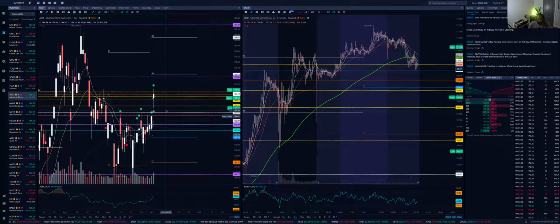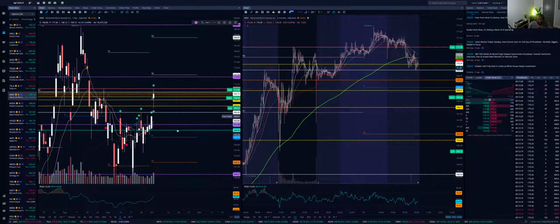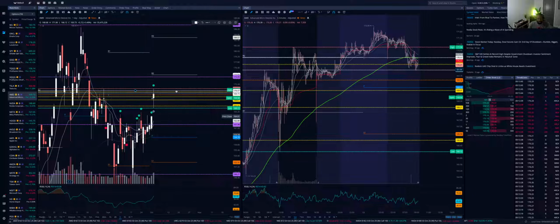So let's go ahead and put some levels on this one. And this might be my last stock that I will assess this morning. I'll probably look at three. So 171.06 was yesterday's high. We got that. Yesterday's low was 166.12. Got that. And we're trading still within range.